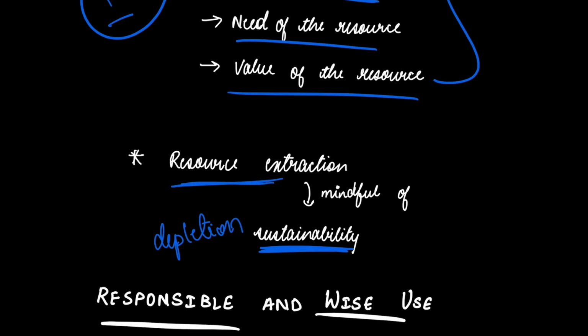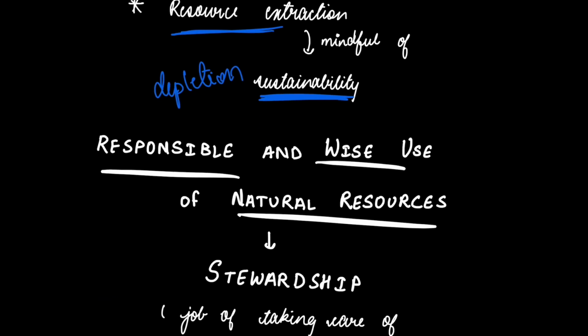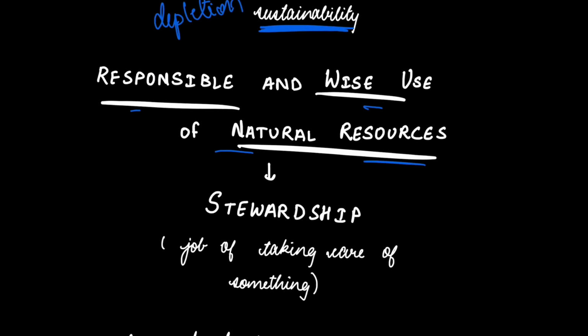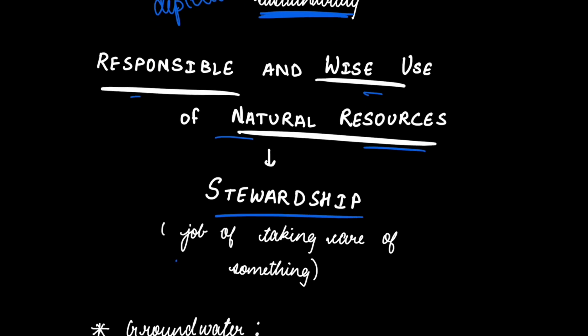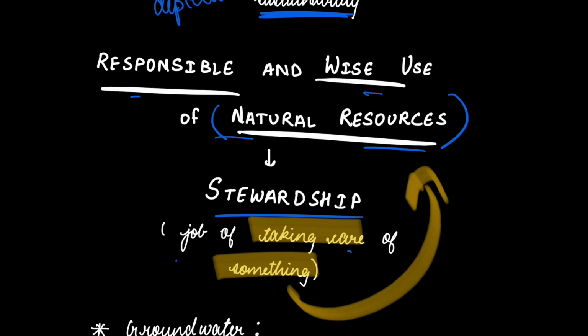So resource extraction is not just for the present, it's also for the future, because it is our responsibility to give these resources to the future generations as well. It's not just for us, it is for the human generations to come. So we have to be responsible and wise while we are using the natural resources. That is what is stewardship: the job of taking care of something. Here we are referring to the natural resources.